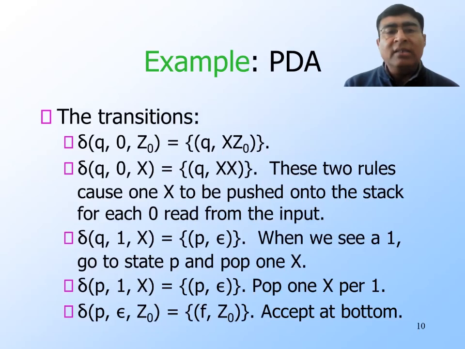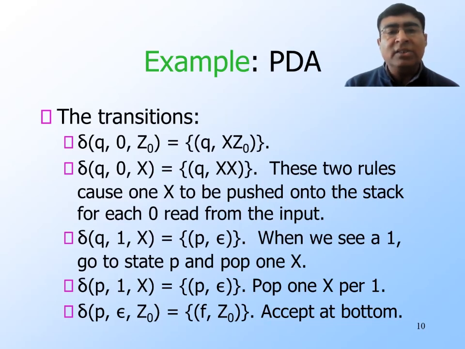So how can we write the transition function in the PDA? Suppose in the state Q, I am giving the input 0, and at that time in the stack the top symbol is Z0. Then after transition the state will be Q, and the top of the stack will be X Z0. This is the first transition function.